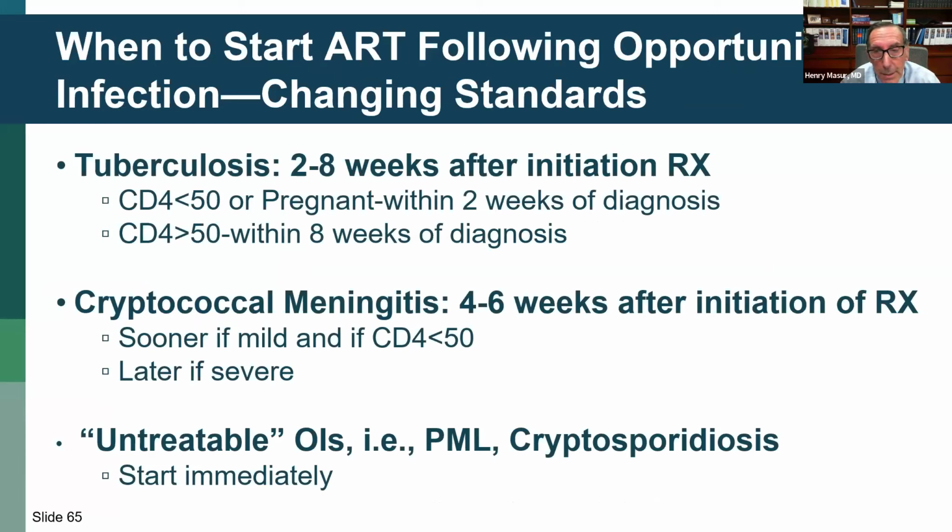Again, you can look up the specifics. With crypto meningitis, the recommendation is to wait generally 4 to 6 weeks unless their CD4 count is less than 50. But I think people are getting more and more comfortable with starting antiretroviral therapy earlier. So I'm not sure that everybody waits this long in patients who are doing well clinically unless they have CNS disease. And where you want to start it immediately is if they have a quote untreatable disease where there's no treatment, like PML or crypto.